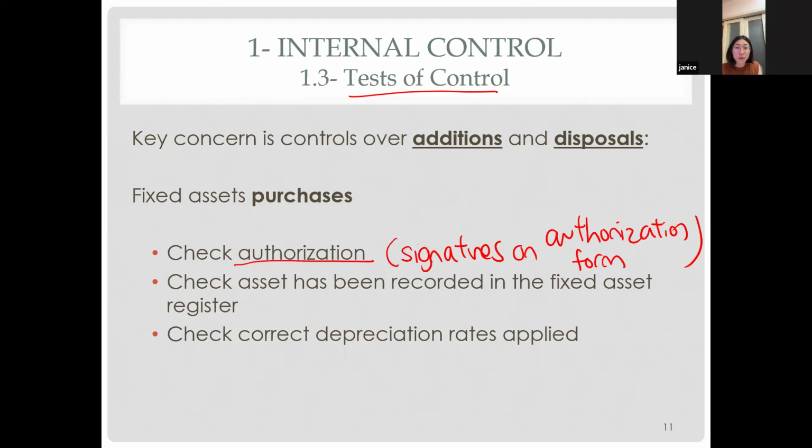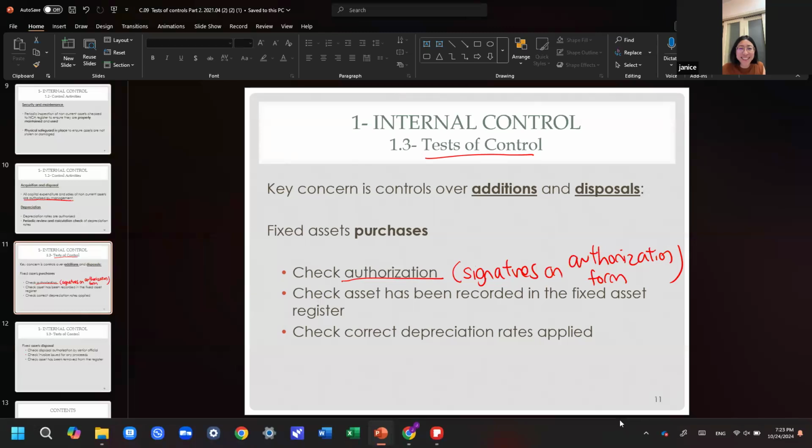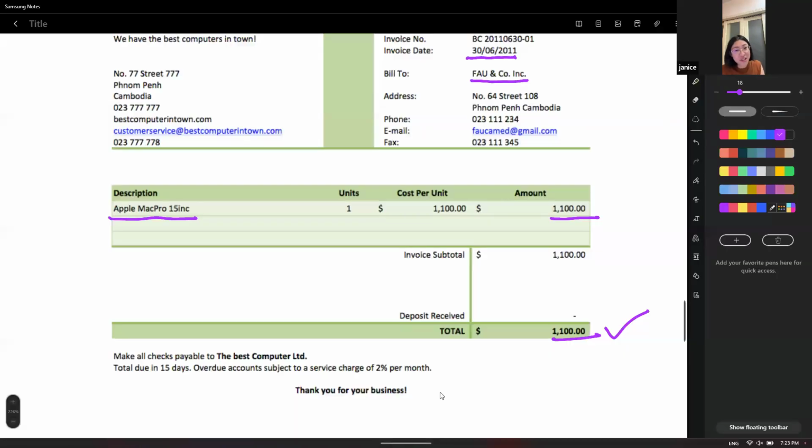So that would be an example of a test of control, and make sure that every time they purchase something, it has been properly authorized by the proper management. So for this purpose, we also prepared for your case study the authorization form. And as the auditor, we need to check it has been properly authorized. So we need to check if they have been signed properly.